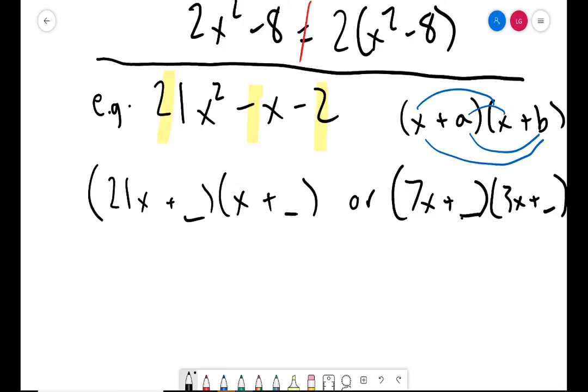Now look at why, right? What am I actually saying by saying it needs to be one of these two possibilities? What I'm actually saying is that 21 factors in two ways. It factors as 21 times 1, and it factors as 7 times 3. And it has to be one of those two pairs. There are no other factors of it, right? You can try to think of some more. It's not divisible by 4, it's not divisible by 5, so it's not divisible by 2, for example.